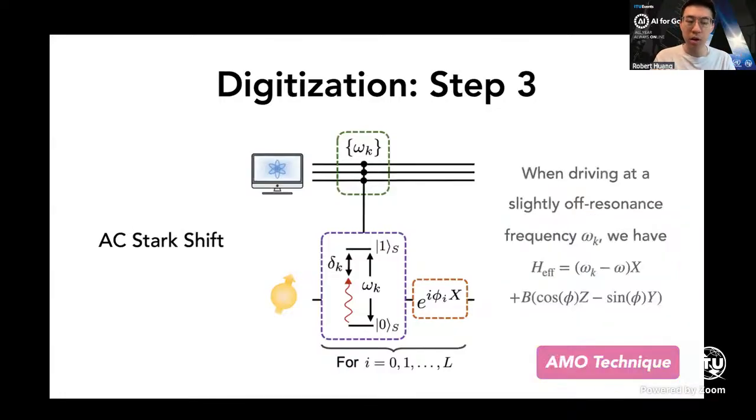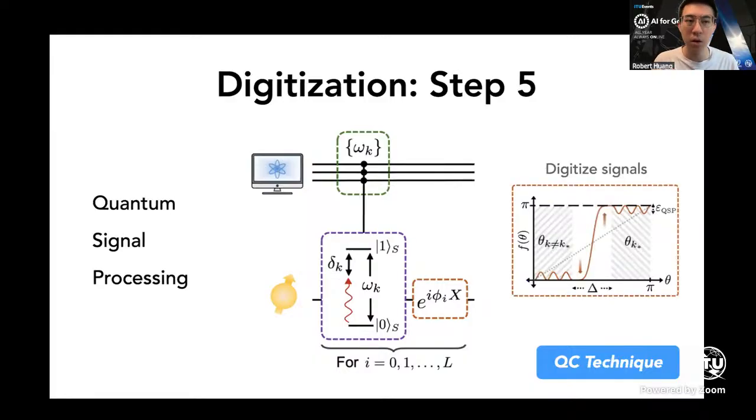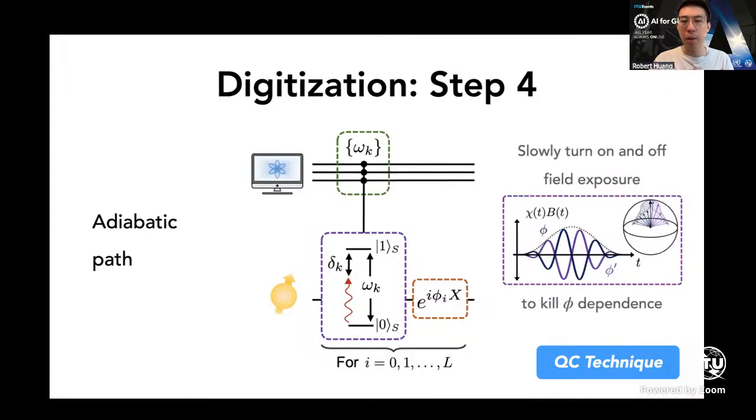So by doing AC Stark shift and adiabatic path, we can turn a time varying oracle into a time stationary oracle, which is a very important part if we want to map it into a quantum oracle that is always time stationary. And then finally, we do quantum signal processing to turn it into a digital form. So originally, it would be a continuous analog signal up until this step.